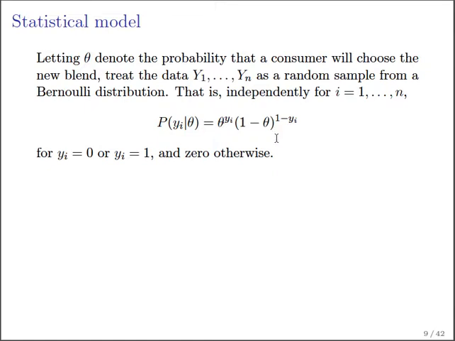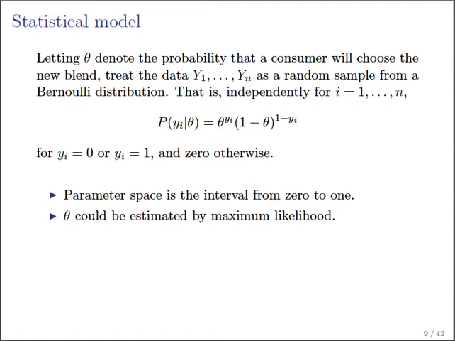So there we go. And that would mean that the probability that happens by random selection is 1 minus theta, and so on. The parameter space is the interval from 0 to 1, right? Because that's where the thetas live.